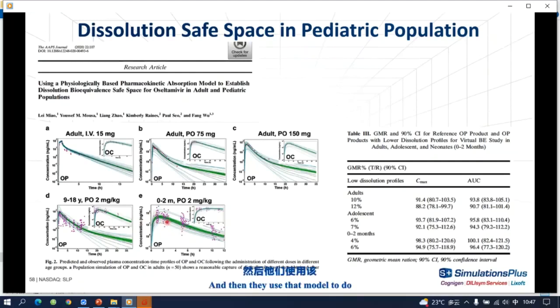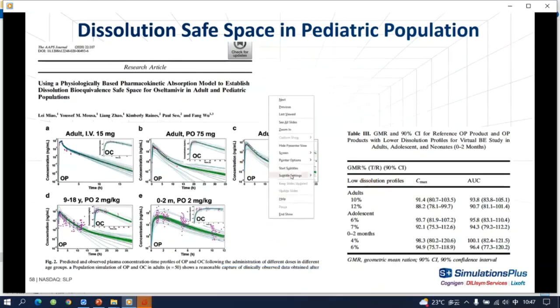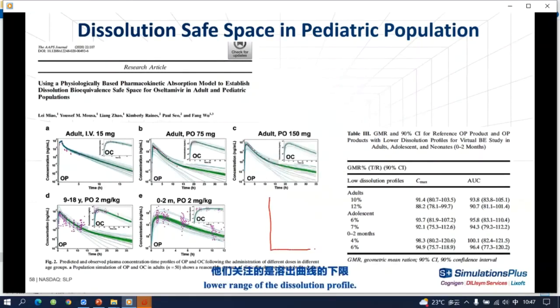And then they used that model to do virtual bioequivalence explorations into the dissolution rates of the formulation and how much slower the dissolution rates could be for the formulation to still be bioequivalent. So basically they were looking at the lower range of the dissolution profile. If the basic dissolution profile is here, how far we could go here on the lower end to still have a bioequivalent performance for our formulation.